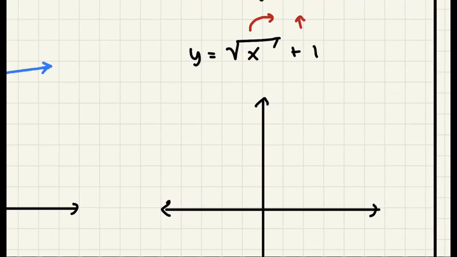Okay, so you're gonna go up 1, and it goes up 1 over 1, and then this one goes up 1 over 3. All right, and then you draw it. The points here are gonna be 0, 1, 1, 2, and then 4, 3.